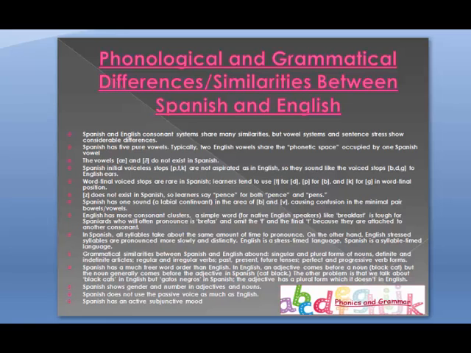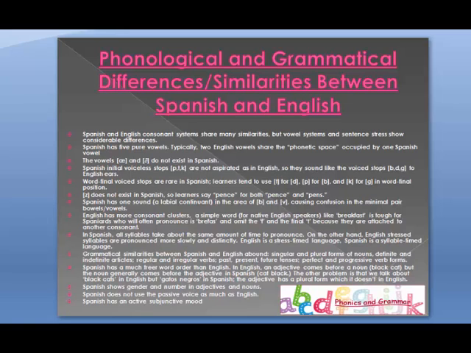Number 4. Spanish initial voiceless stops, P, T, K, are not aspirated as in English, so they sound like the voiced stops, B, D, G, to English ears. Number 5. Word final voiced stops are rare in Spanish. Learners tend to use T for D, P for B, and K for G in word final position. Number 6. Z does not exist in Spanish, so learners say "pence" for both "pence" and "pens".